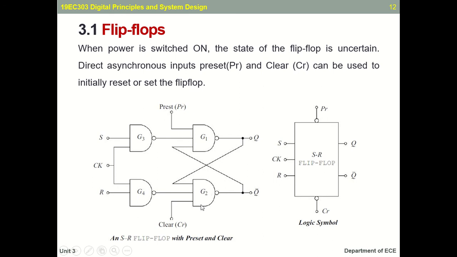These are your preset and clear pins, which are given to G1 and G2, and for G3 and G4, your S and R truth table inputs will come. This is called the internal diagram using a NAND implementation. You can also implement this with the help of NOR gates. So this is the logic diagram or the block diagram of the SR flip-flop: your S and R inputs, the clock input, clear, preset, Q and Q bar.